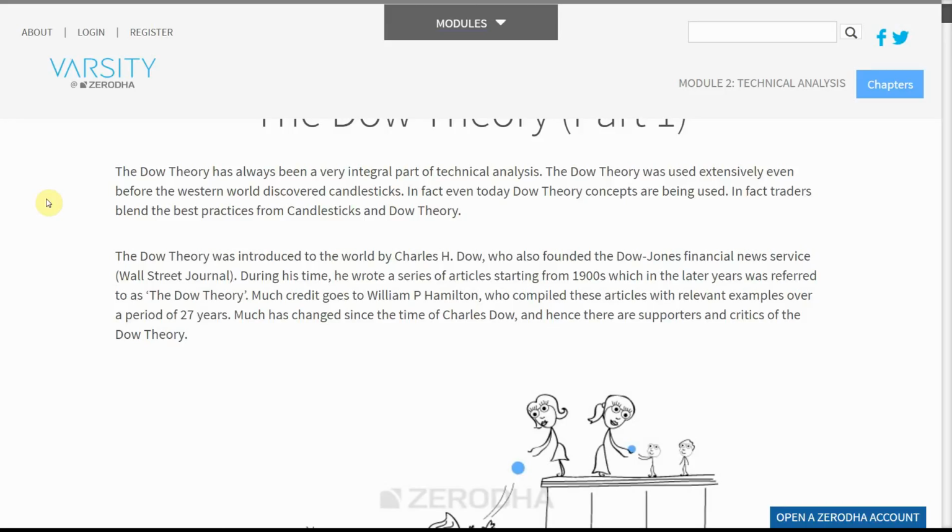The Dow theory was introduced to the world by Charles H. Dow, who also founded the Dow Jones Financial News Service, the Wall Street Journal. During his time, he wrote a series of articles starting from the 1900s, which in the later years was referred to as the Dow theory. Much credit goes to William P. Hamilton, who compiled these articles with relevant examples over a period of 27 years. Much has changed since the time of Charles Dow, and hence there are supporters and critics of the Dow theory.